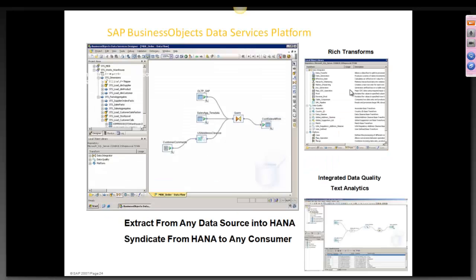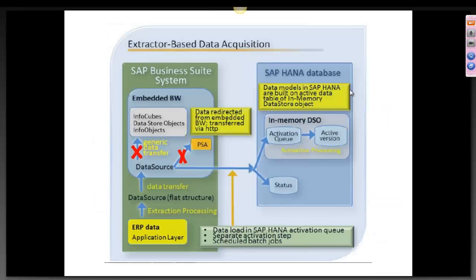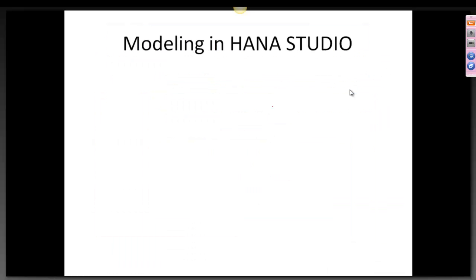So this is the look and feel of your Business Objects Data Services, where you can insert multiple source systems, multiple tables, do the transformation, and update into the target. Once you have loaded the data into the HANA database, you can start to do the modeling using the Studio. See, in real time, you have two machines.